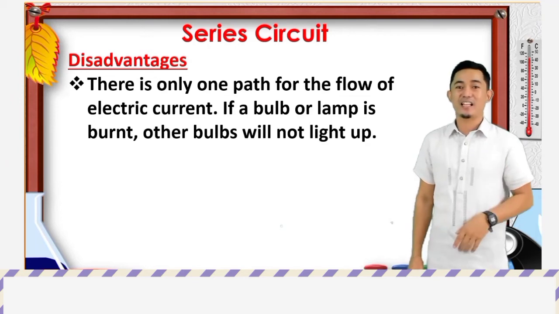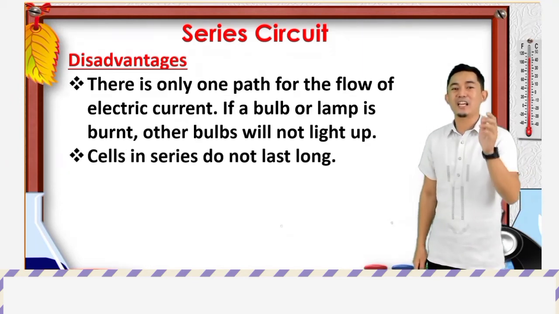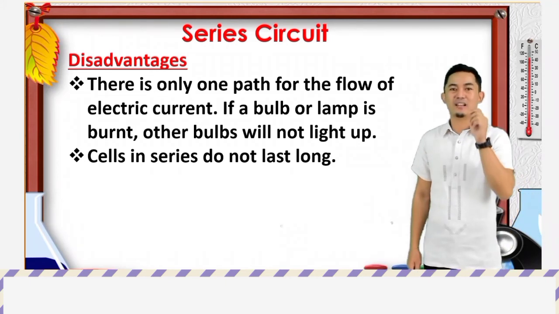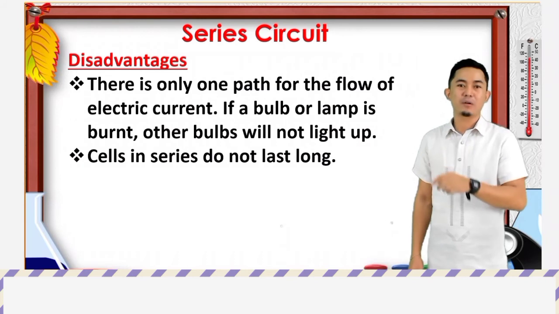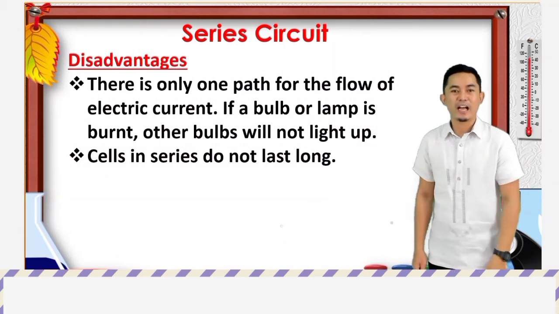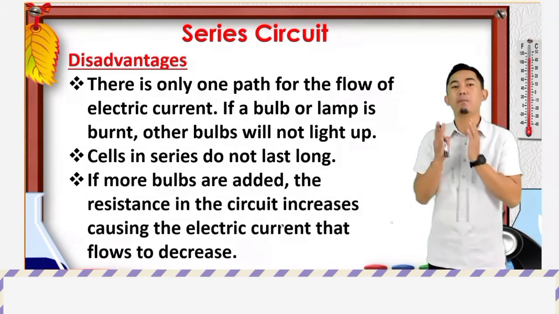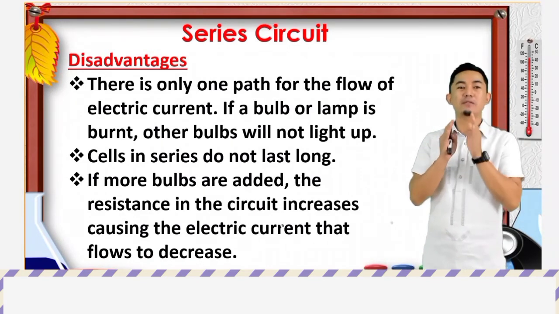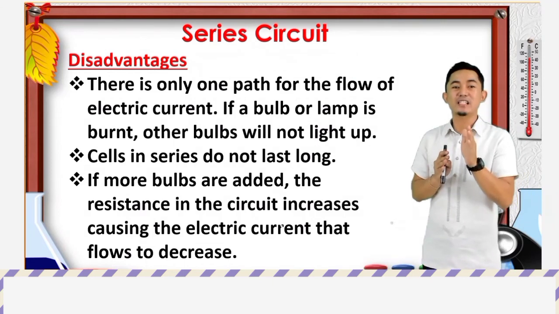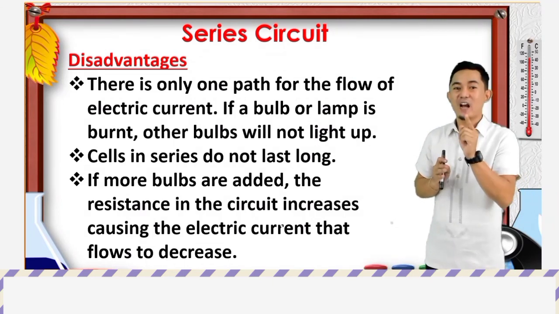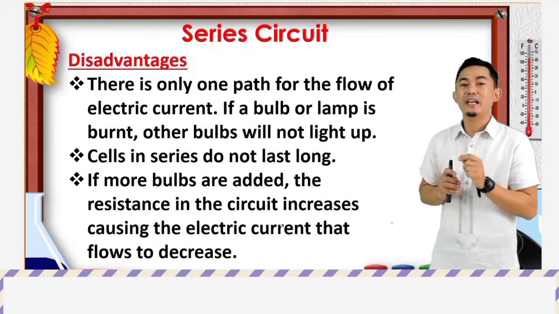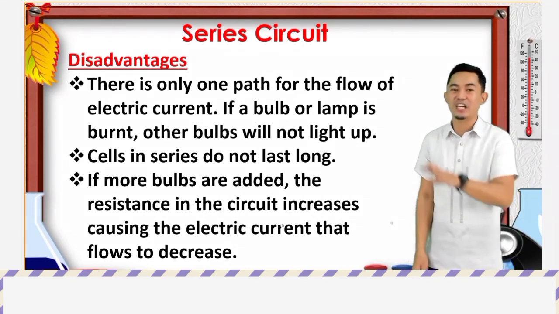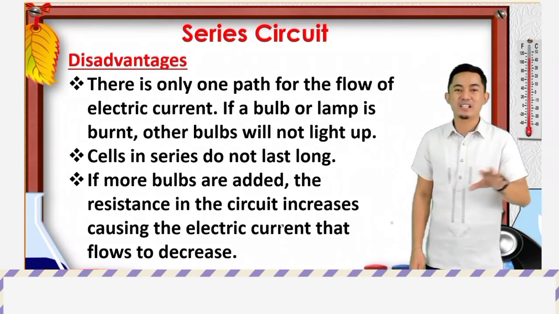As easy as that. Now, cells in series do not last long. Aside from that, take down note of this last: if more bulbs are added, the resistance in the circuit increases, causing the electric current that flows to decrease. So these are the disadvantages of series circuit.